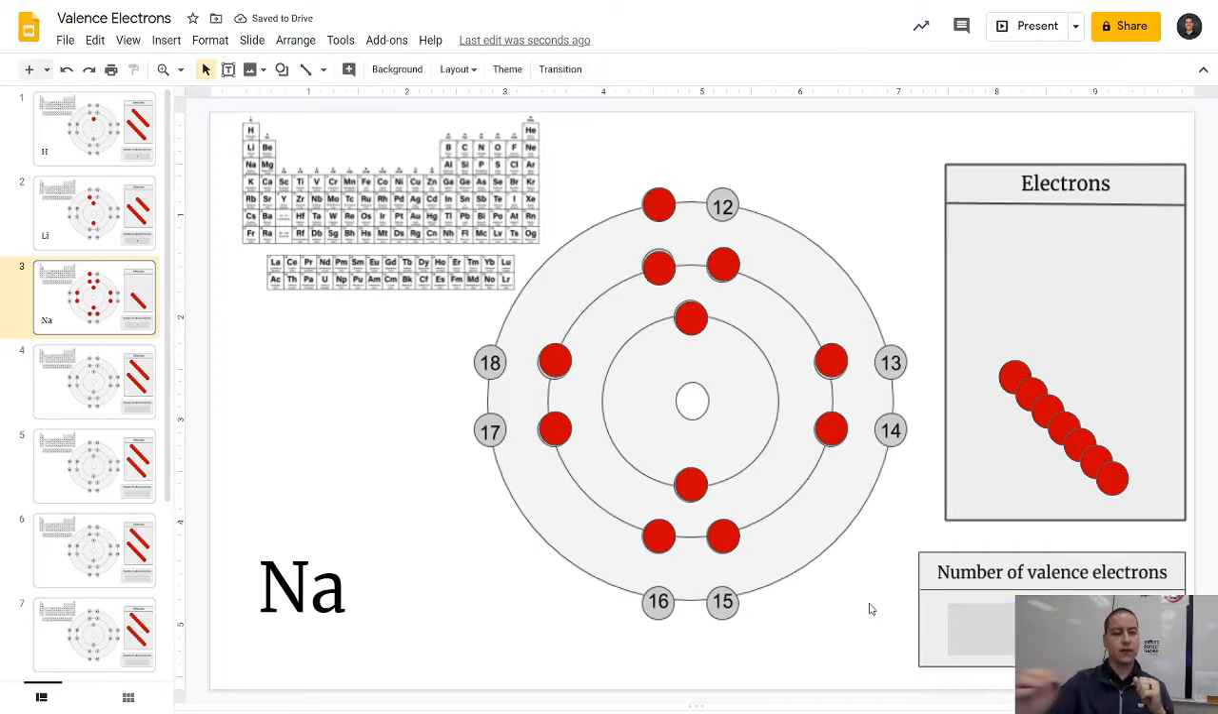And so we figure out a nice pattern here. If I went down to potassium, rubidium, cesium, francium, anything in that first column of the periodic table, all of these elements would have 1 valence electron. That's what's common about these in the same group.